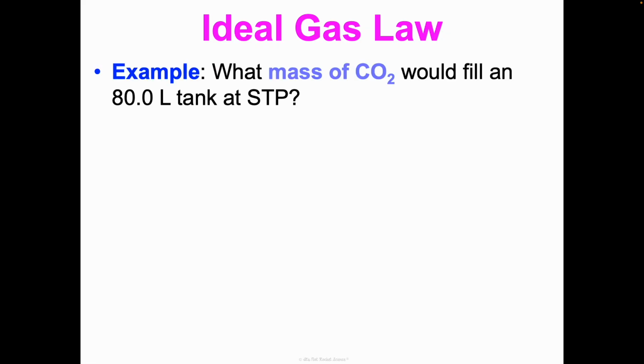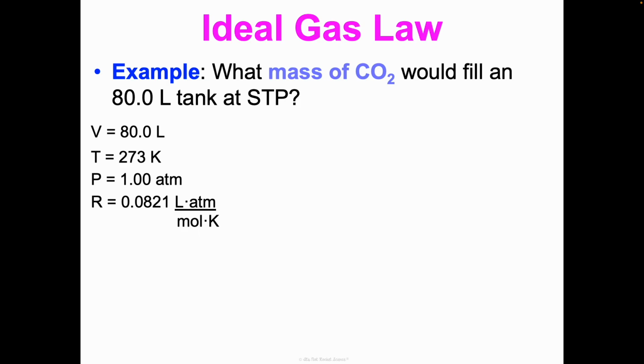All right, but to help you out, we're going to do a practice problem like that. What mass of carbon dioxide would fill an 80.0 liter tank at STP, standard temperature and pressure? Okay, so analyze. What do we know? We know the volume is 80.0 liters. If it says STP, the standard temperature is 273 Kelvin and standard pressure is 1.00 ATM. We always know R because that's given to us. It's a constant. Now we're looking for grams, the mass of carbon dioxide.